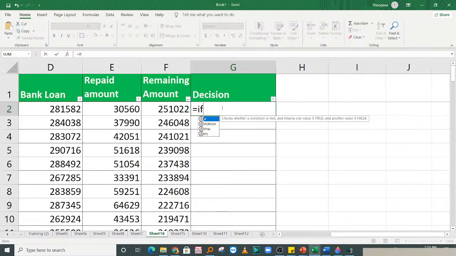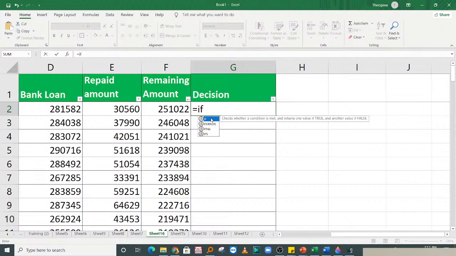If someone is still having more than 100,000 remaining, let's consider him as someone who is to be blacklisted. If someone is still having less than 100,000 to be paid, let us say that we believe he is in the right way of making the payment.